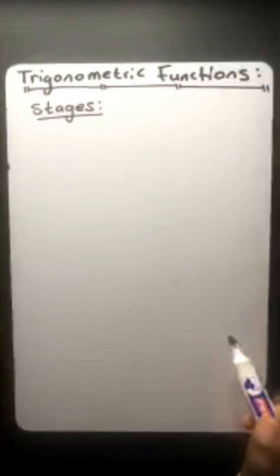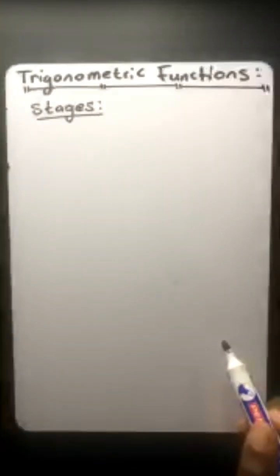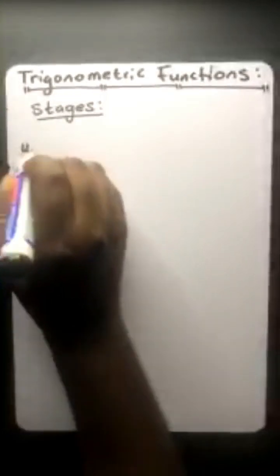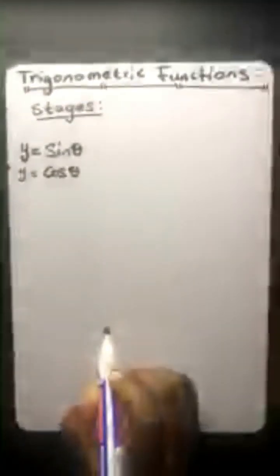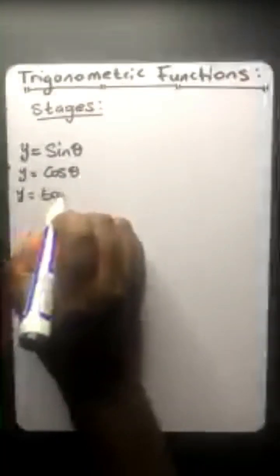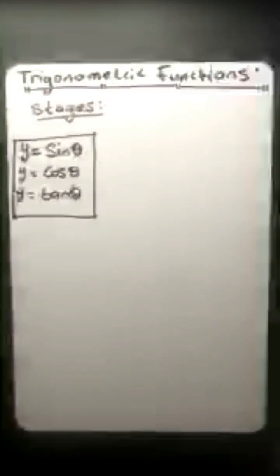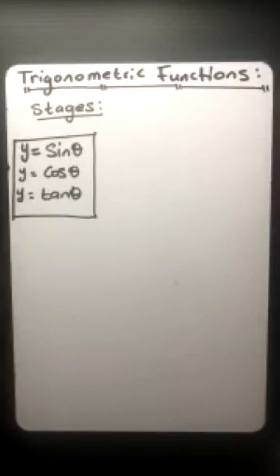So let's quickly have a look at possible functions that you can sketch under trigonometry. Normally, you have a function which could be y equals sine angle. This is a function that you can sketch, or otherwise, it could be y equals cos of angle. Not only that, it could also be y equals tan angle. So this is, let's say, phase 1 or stage 1 as far as trigonometric functions are concerned.